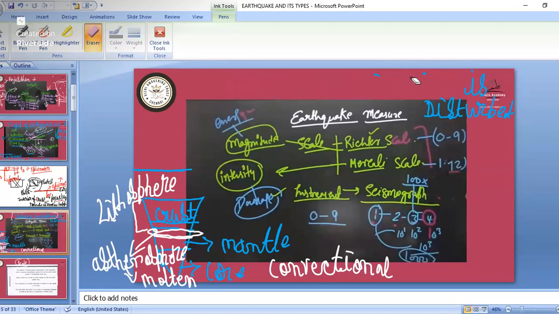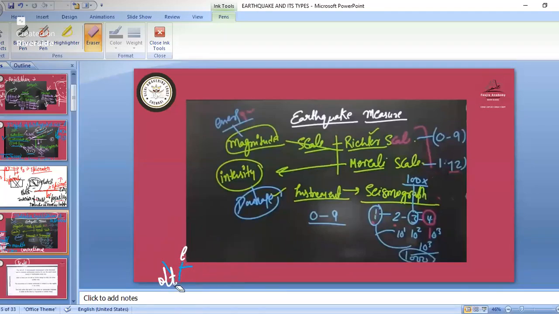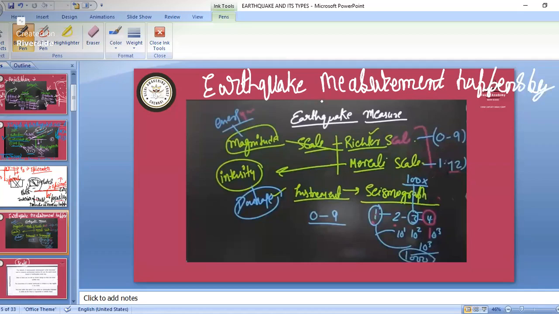Now we'll see how an earthquake is measured. Remember everyone, this is important for your AFCAT purpose also. Earthquake measurement happens by an instrument, that is the seismograph.